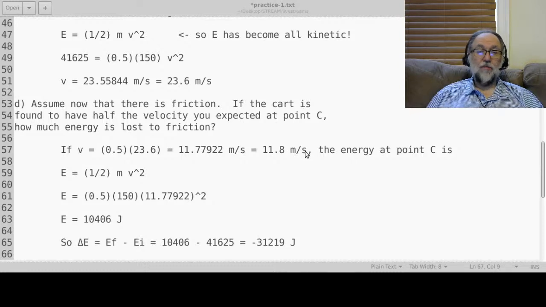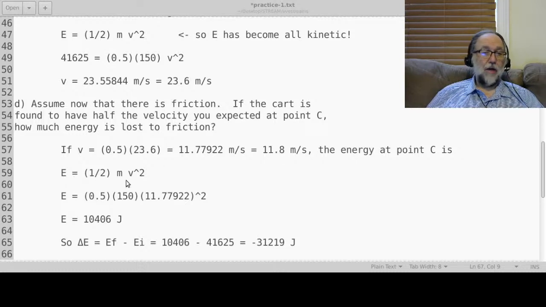So if you were doing this as an experiment, you could easily do these calculations and say, oh, we anticipate that our cart will be traveling at 23.6 meters per second when it gets to the bottom of the hill. And you could measure that using some equipment. The cart gets to the bottom of the hill, you measure its velocity, and it turns out to be 11.8. You go, well, what happened? Well, it's pretty obvious. The energy was lost to heat. The energy became heat, because of friction.